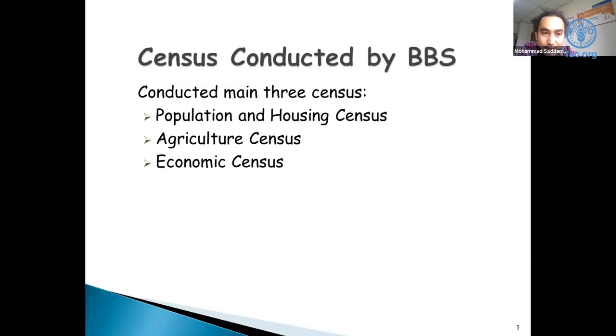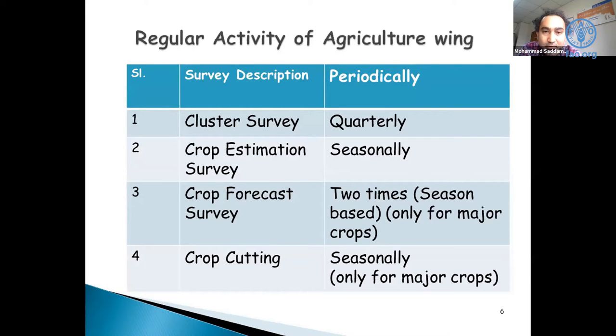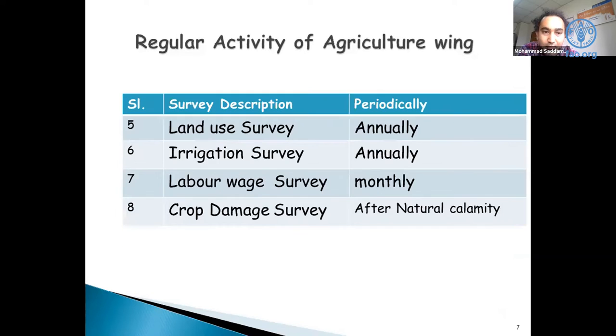The activities regularly done by the agriculture wing in BBS are eight in total. First, the cluster survey, done on a quarterly basis. Then the cost estimation survey, done on a seasonal basis. Then the crop forecast survey, done twice a season, only for the major crops. And we do crop cutting seasonally, when rice and maize are at the yield stage, to estimate the yield. Then we also do the annual land use survey, and the irrigation survey, which is also annual.